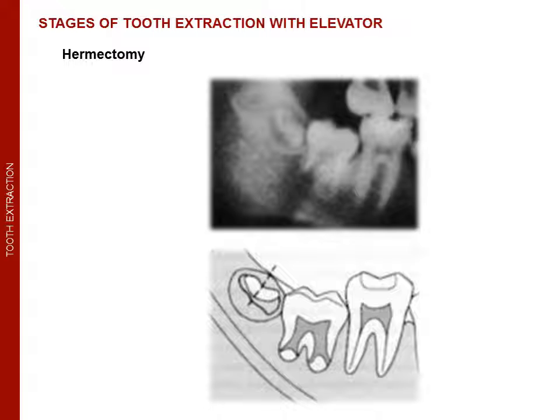Hemectomy. This operation is used to remove a fully impacted, underdeveloped tooth with weak roots or an improperly located tooth germ. Retention of the tooth. Usually, molars of the upper jaw and wisdom teeth are prone to this type of retention.